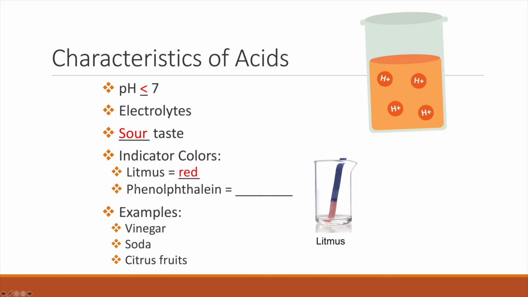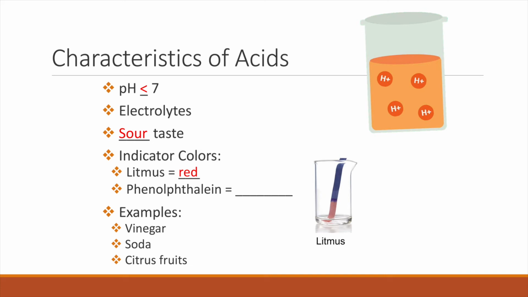Now the next type of indicator is called, get ready, phenolphthalein. I'll say that one more time. Phenolphthalein. Phenolphthalein is actually a liquid indicator. So you take a dropper bottle and you drop it into the acid instead of paper.